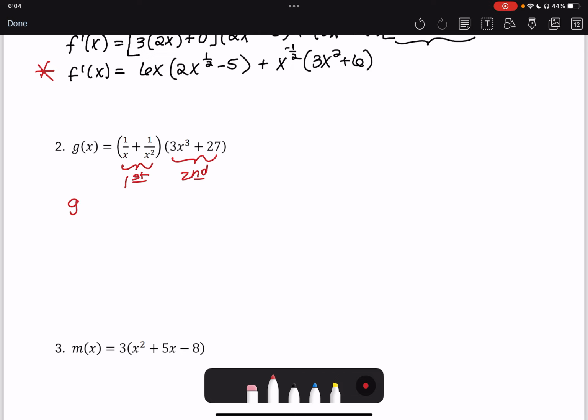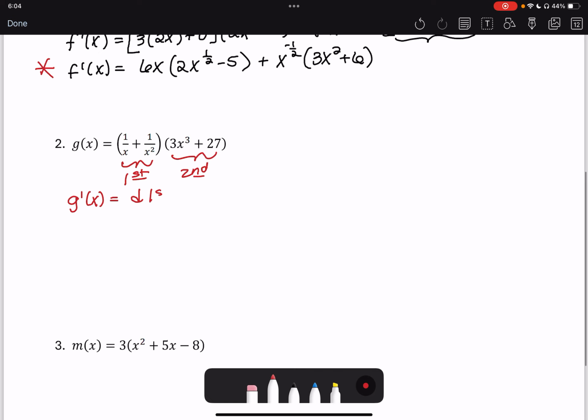And I'm just going to write it out one more time here. So the derivative of the first times the second plus the first times the derivative of the second. Okay, and then let's actually do the derivative here.